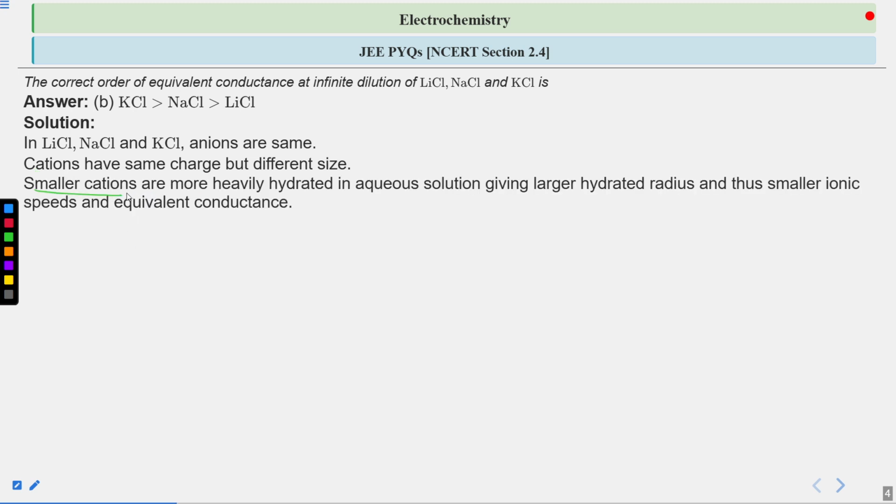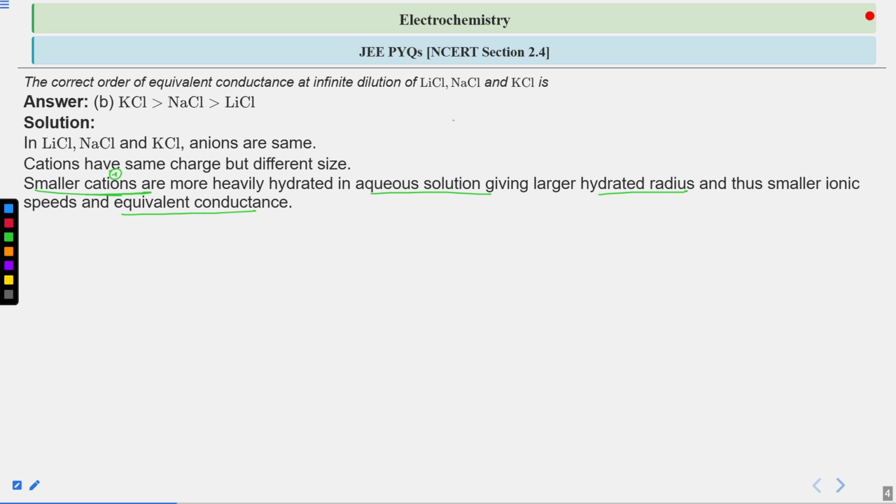Smaller cations, if cations means the positively charged ions, are more heavily hydrated in the aqueous solution, giving a larger hydrated radius and thus smaller ionic speeds and equivalent conductance. What they are saying is that if the cation is smaller, and how can you determine whether it is smaller?